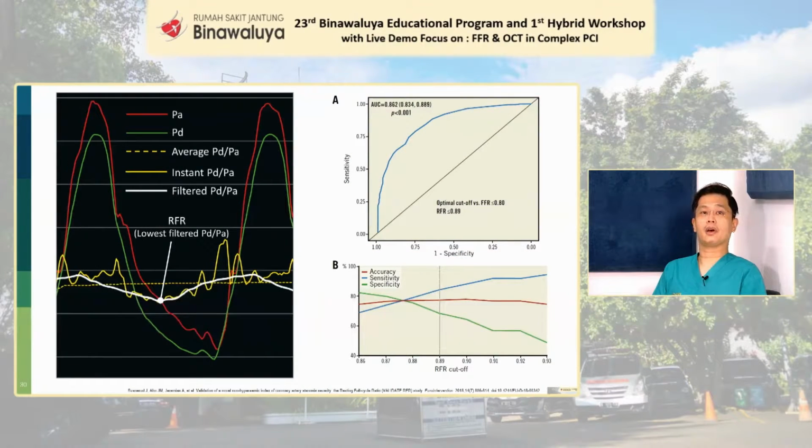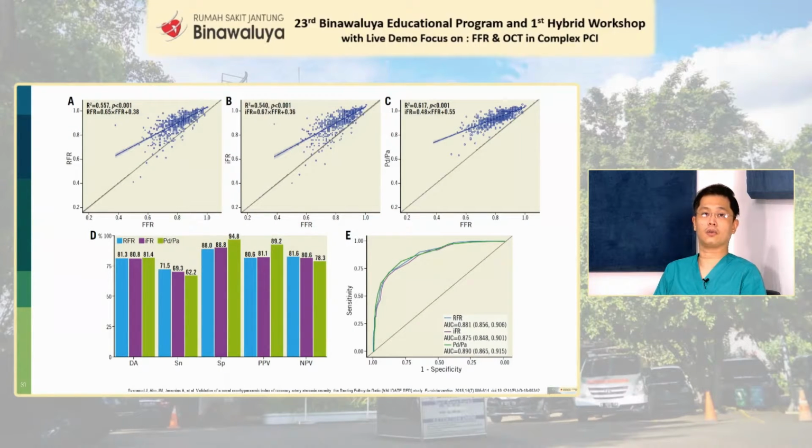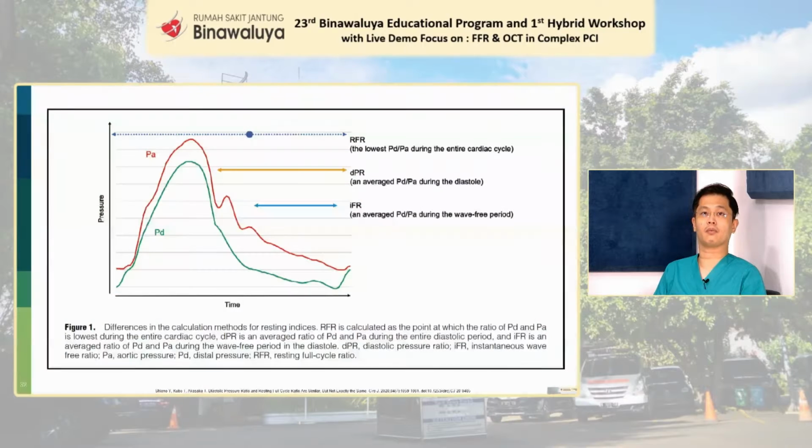Now, by and large, this is what the RFR is. I think it correlates very well with the FFR. It measures the lowest filtered PDPA at any point in time in the cardiac cycle. It has also been shown to correlate very well with the other forms of indices that you see on screen, the other forms of non-hyperemic pressure ratios. But technically, there is actually a difference, because the RFR measures the lowest PDPA during the entire cardiac cycle, whilst the IFR measures the average PDPA only during the wave-free period in diastole.